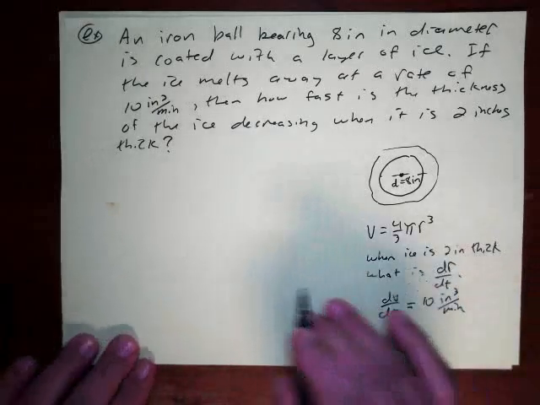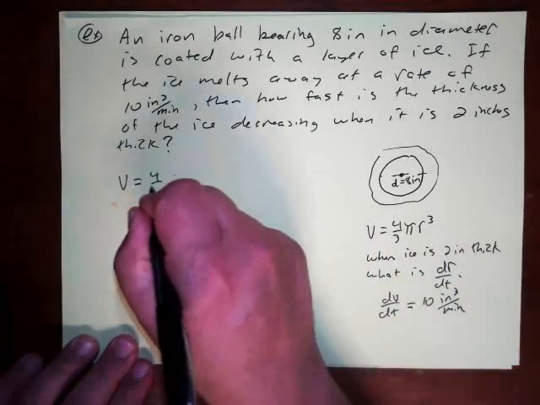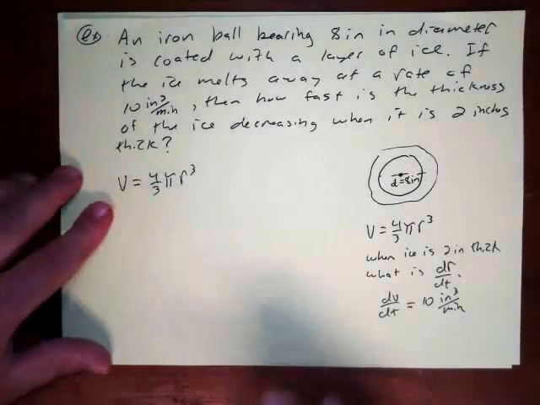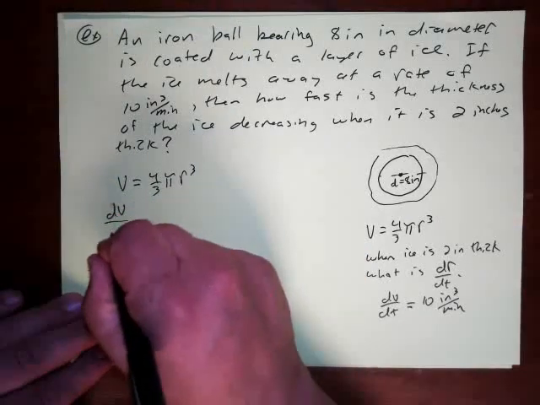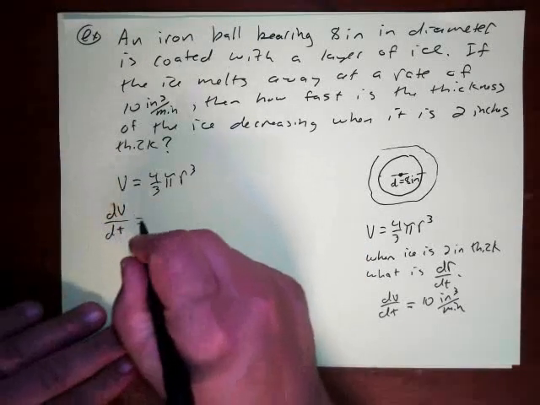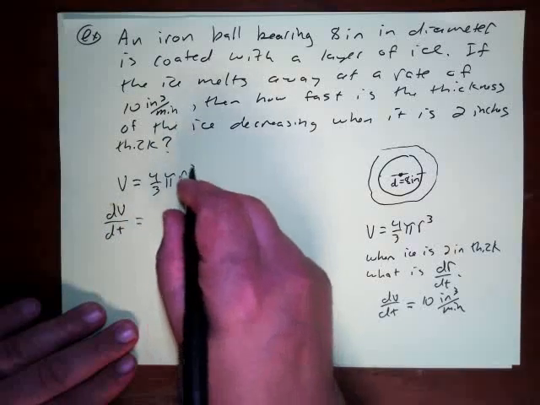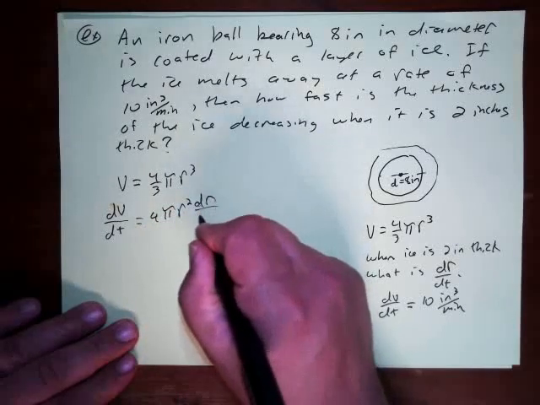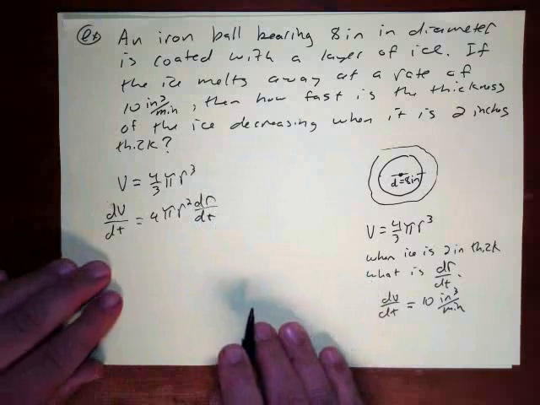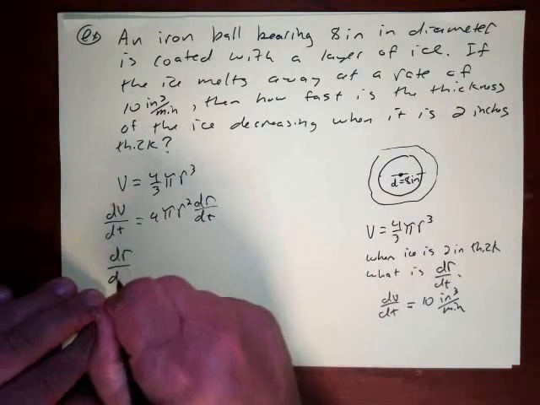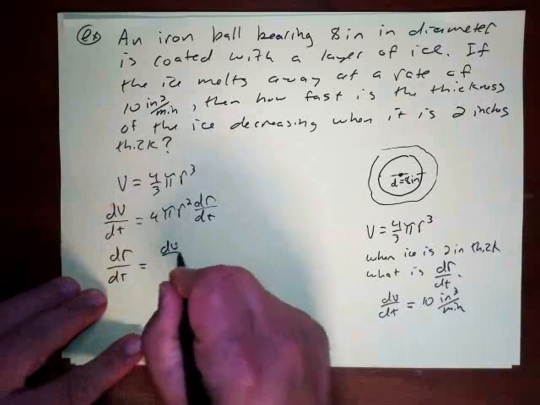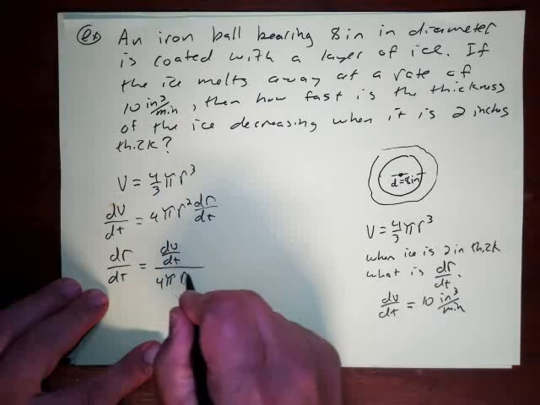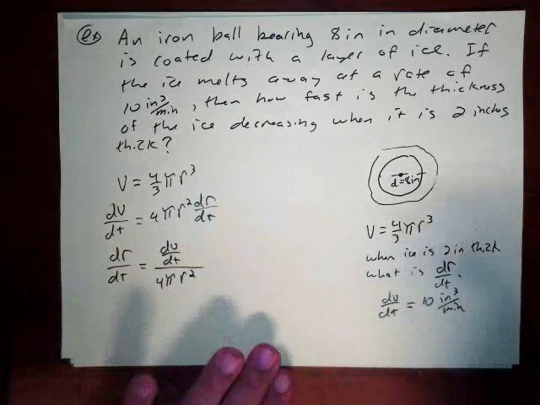Okay, so now I'm going to write the formula here. I don't think there are any substitutions we have to do. We can just take the derivative of both sides with respect to t. So dV/dt is equal to, bring the 3 down, 4 pi r squared, but then I need a dr/dt. That's the implicit differentiation. Then dr/dt is equal to dV/dt all over 4 pi r squared.